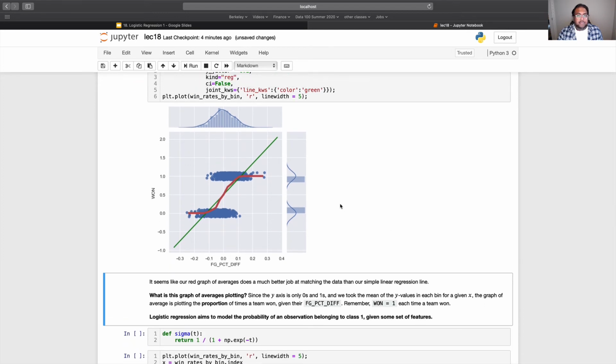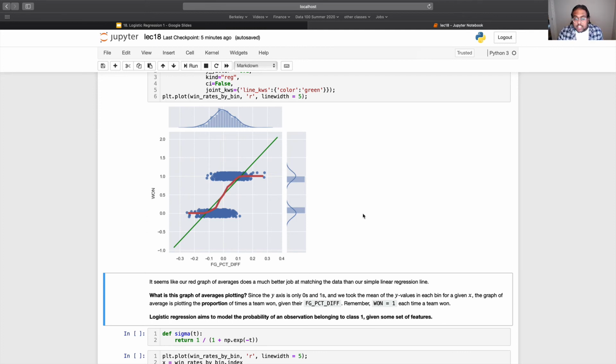You can think of it as being the empirical probability of a team winning given their field goal percentage difference. And this is precisely what logistic regression models. Logistic regression models the probability of belonging to class 1, right? So where our y value is 1, given some x value. Now, the more general logistic regression model can handle any number of features, and what we're looking at here is just a single x feature, but you get the idea.